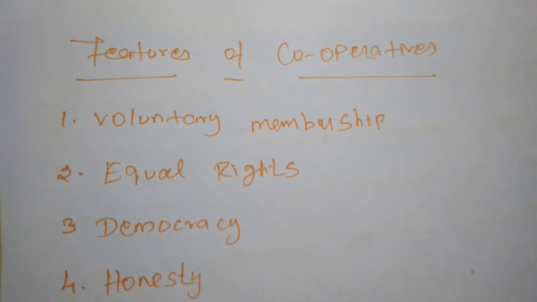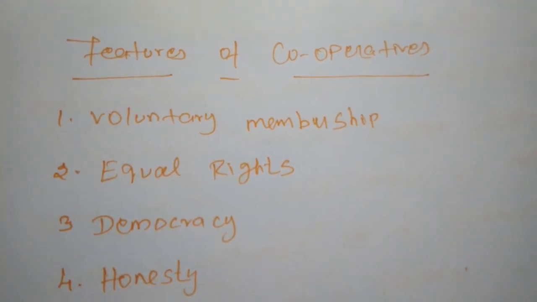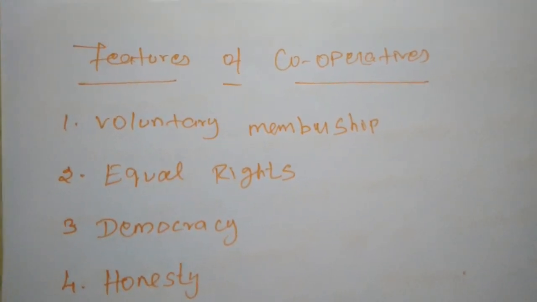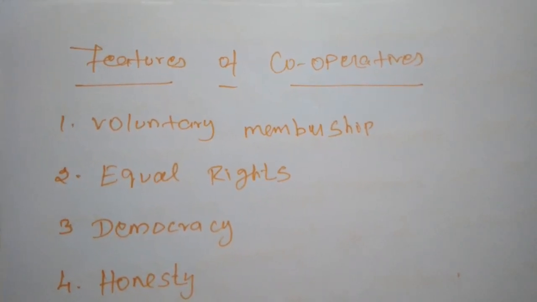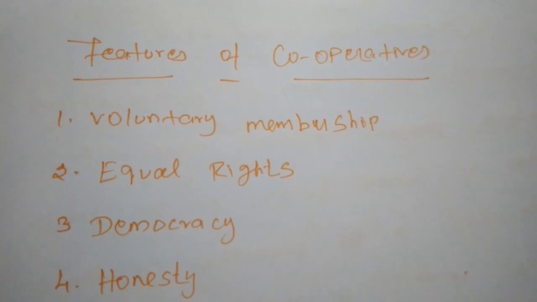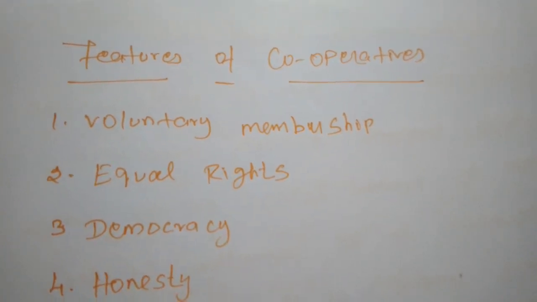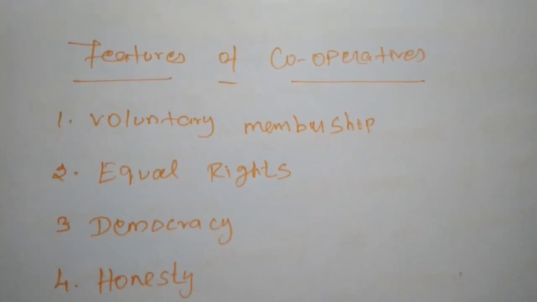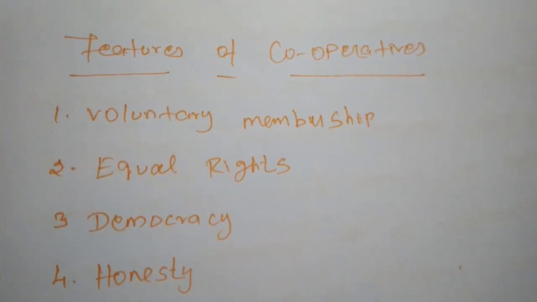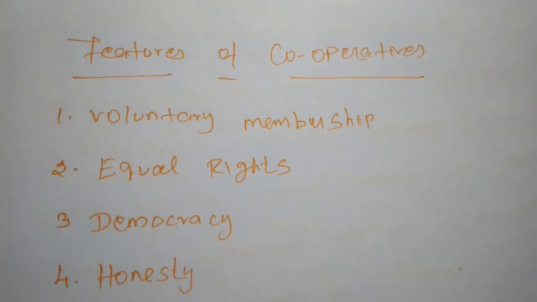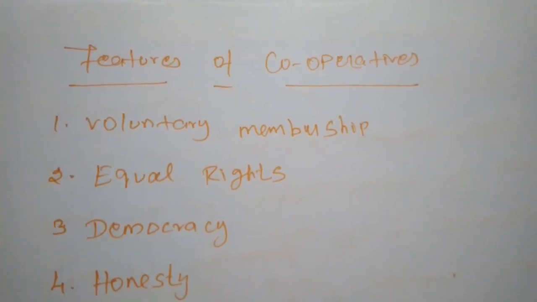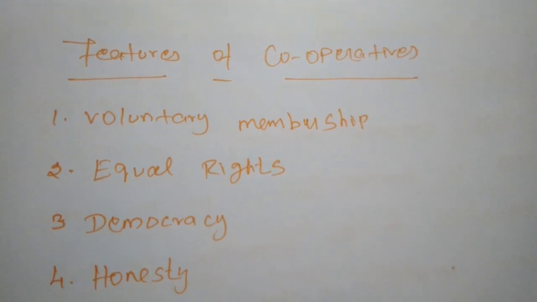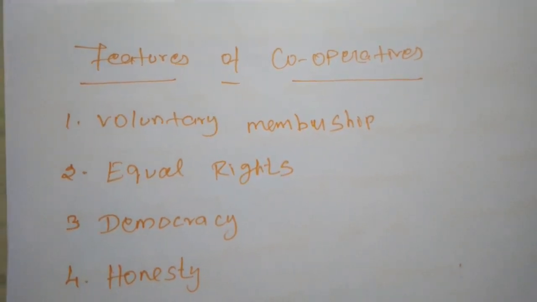Next, features of cooperatives. The cooperative organizations have many good features. What are the features? First one is voluntary membership. As we have studied already, if any person wants to become a member, they can join voluntarily. If they have self-interest and want to buy and sell the same goods and commodities in these cooperative organizations, they can join.